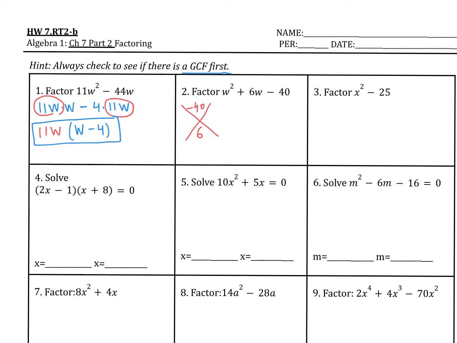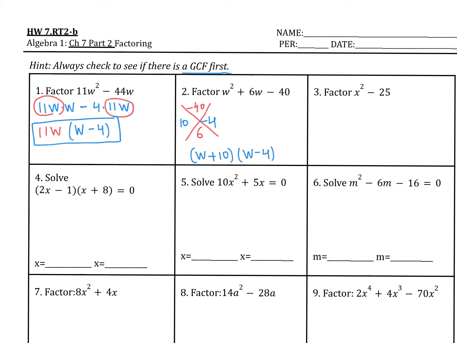The numbers that multiply to negative 40 and add to 6 are going to be 10 and negative 4. So 10 minus 4 is 6, and 10 times negative 4 is negative 40. And how do you write it in factor form? You just write x, or in this case actually w, plus 10, w minus 4.